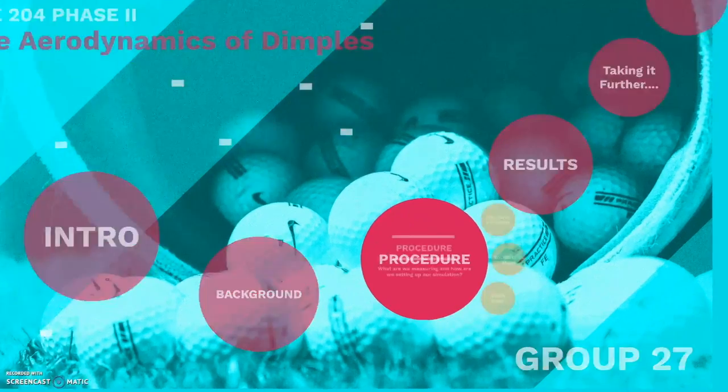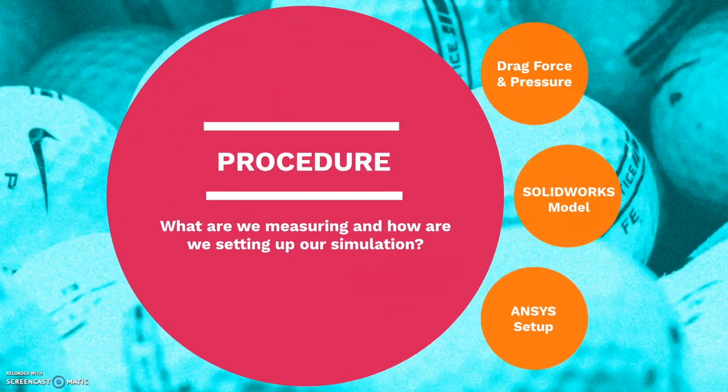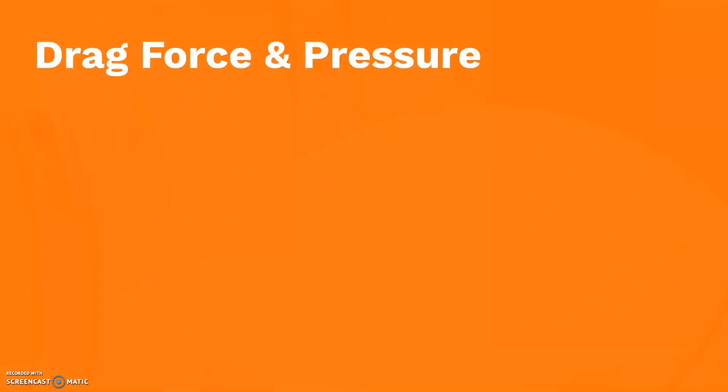So rather than directly looking at the drag force, we decided that it'd probably be a better idea to measure the pressure difference between the front and the back of the golf ball instead. This is mainly done because the pressure measurements are directly available in ANSYS, whereas we would be required to calculate the drag forces. So now, let's take a look at why measuring the pressure actually works.